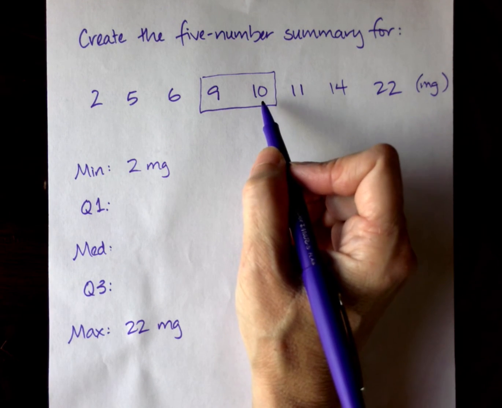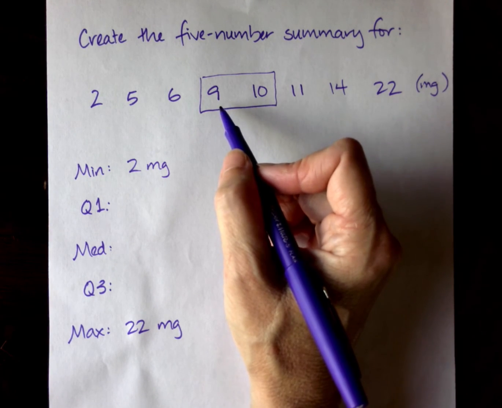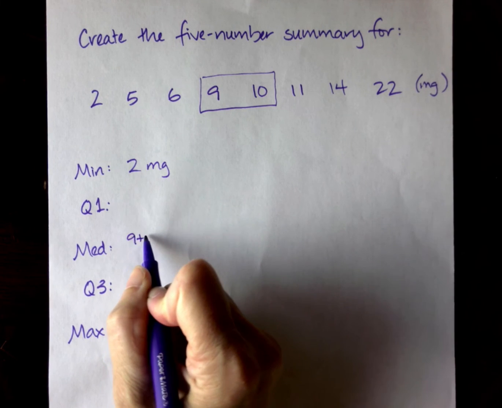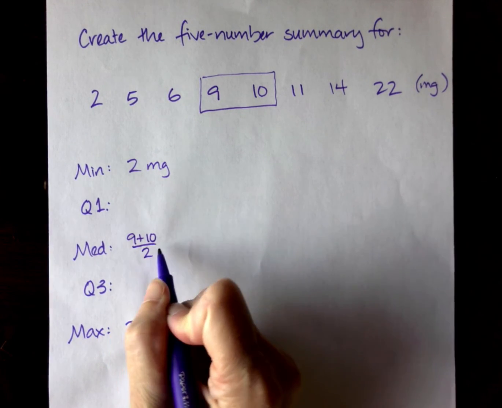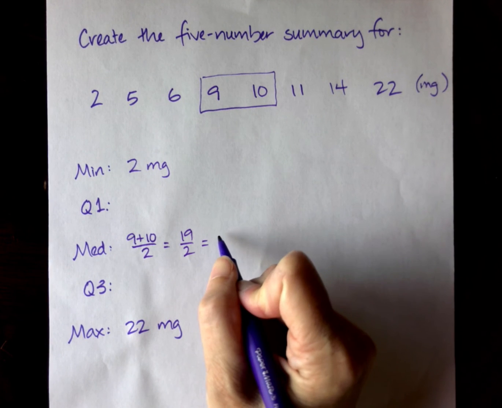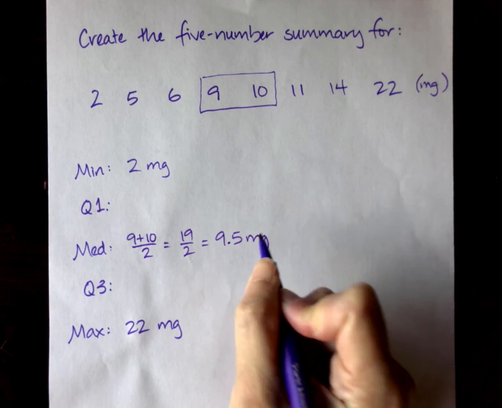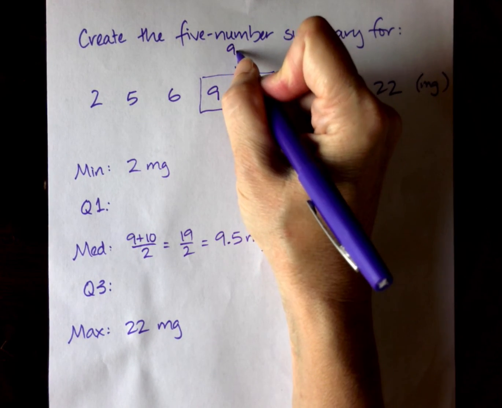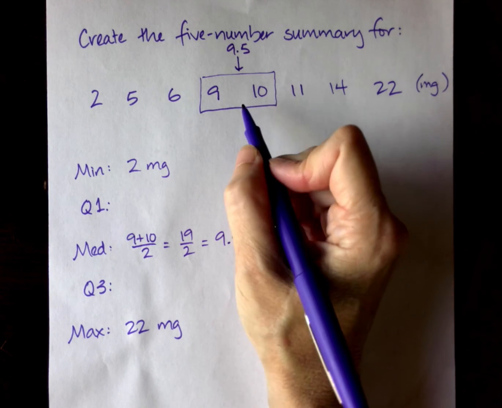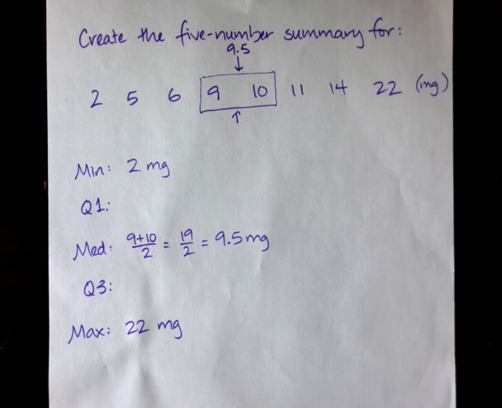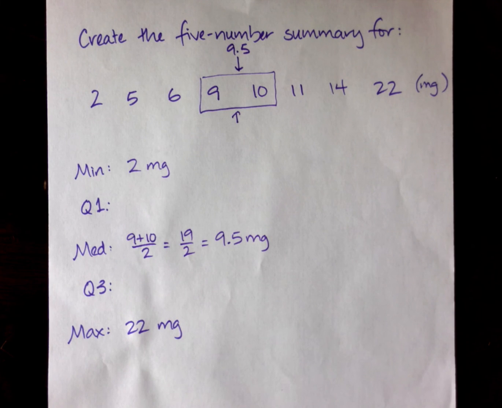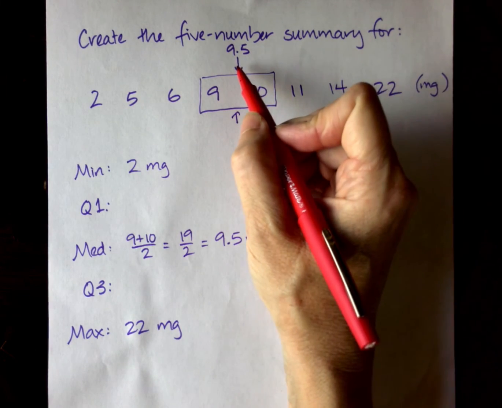You might be able to look at this and recognize that 9.5 will be exactly halfway between 9 milligrams and 10 milligrams, or you can find the average with 9 plus 10. Take that answer and divide it by 2. 19 divided by 2 will give us 9.5 milligrams. Be sure to put your labels on quantities. So 9.5 right there. It's not present in the list, but it would be found exactly halfway between 9 milligrams and 10 milligrams. To find Q1, we need to find the median of all of the data points that are below 9.5.